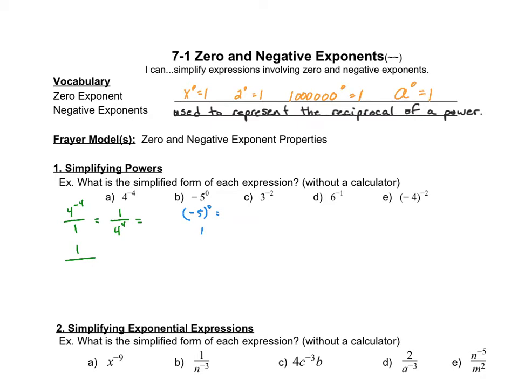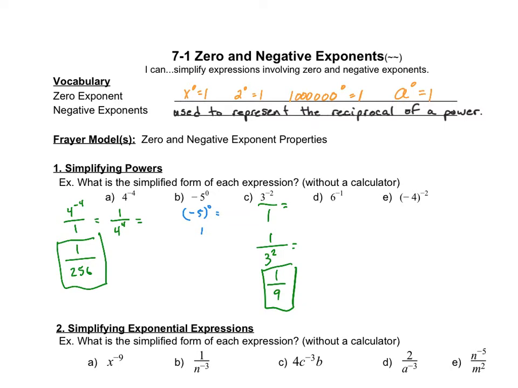Let's see here. 4 times 4 is 16, times 4 is 64, times 4. Let me check here. So 4 times 4 times 4 times 4 is going to end up giving me 1 over 256. So there you go. There we simplified that expression. And then looking over at C, if we have 3 to the negative 2 power, we can rewrite that as 1 over 3 to the positive 2 power, which we know is going to be 1 over 9. So again, I'm just using my reciprocal to make my positive exponent.